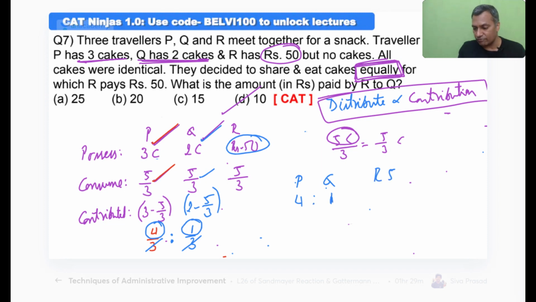Now R says that, look, I have 50 rupees. So how do I give this? 50 will be distributed in the ratio of 4 is to 1. Therefore, 40 rupees, 10 rupees. This is the structure of thinking. What is the structure of thinking?